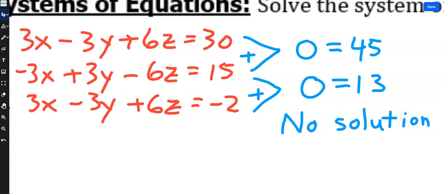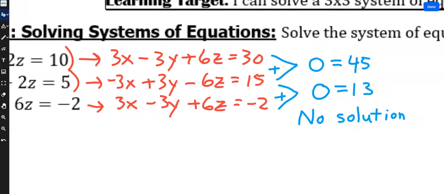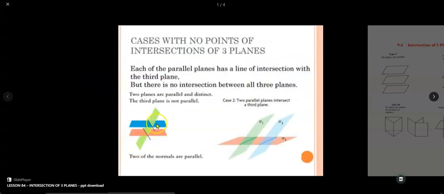Now, is it possible that 3 planes come together but not at the same place? That's true. What if the 3 planes formed a triangle? In other words, they did not all cross the same single location. So that's a no solution situation that you're coming across right here, because they don't cross at the same point. Let me see if I can find an example of that.